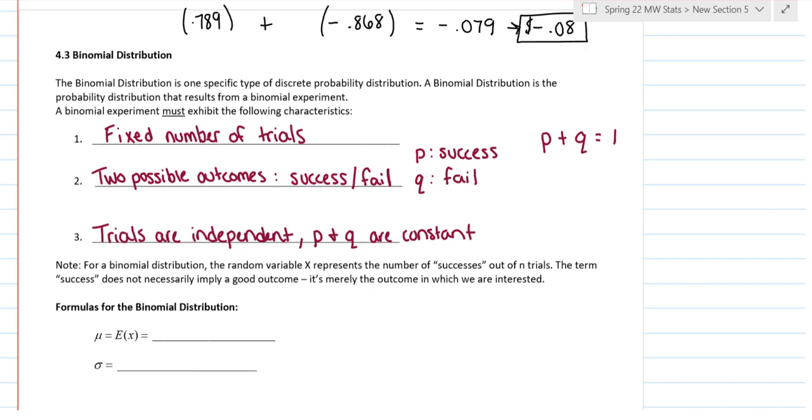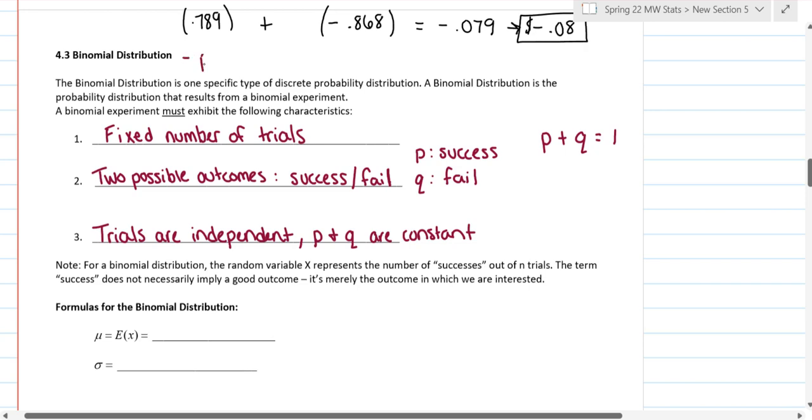Another thing here, just to tell you, you might see it called a Bernoulli trial. So instead of saying binomial distribution, it might say a Bernoulli trial was run. Same thing.